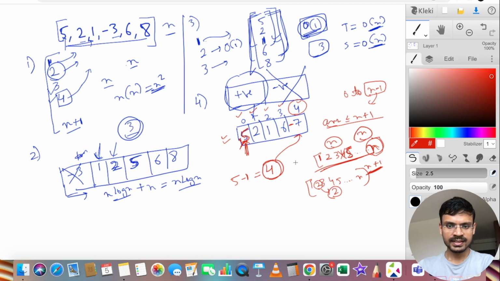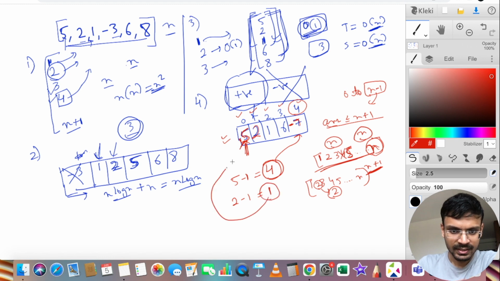Why I'm doing this is that a negative value tells me that this particular index has been visited, right? So suppose now I go to this 2. It would be 2 minus 1, which is 1. So I need to go to the first index and mark the element as negative. So I'm marking this 2 as minus 2, which tells me that this particular index has been visited.